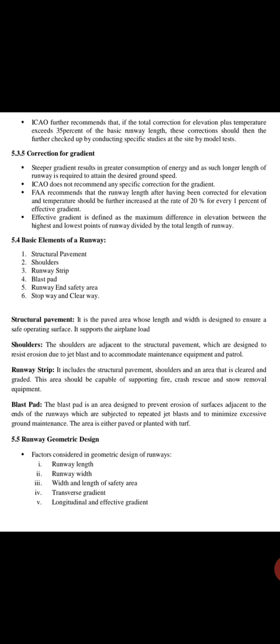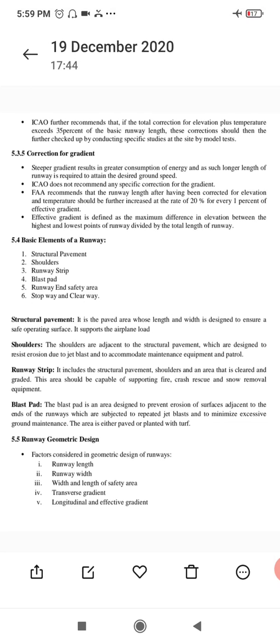Runway strips: the runway strip includes the structural pavement, shoulders and the area that is cleared and graded. This area should be capable of supporting fire, crash rescue and snow removal equipment. Blast pad: the blast pad is the area designed to prevent the erosion of surface adjacent to the ends of the runway, which are subjected to repeated jet blast and would otherwise require excessive ground maintenance. The areas are either paved or planted with turf.